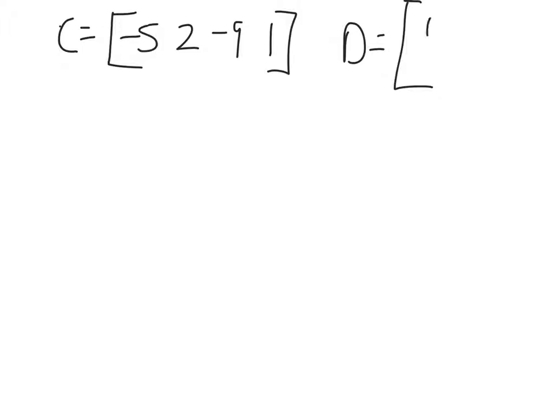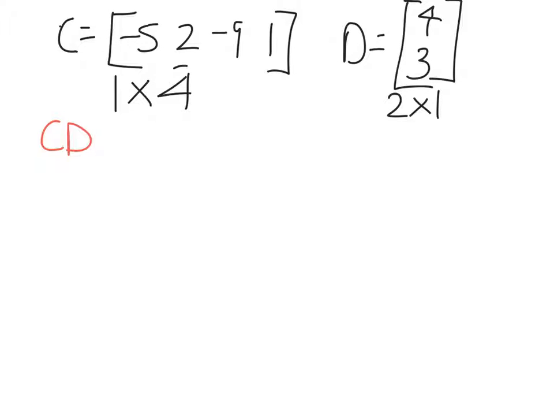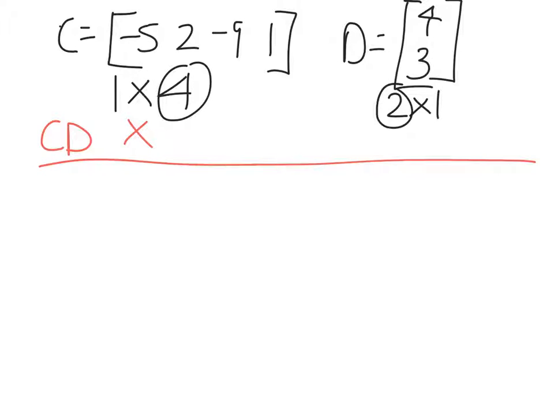So let's say I have the matrix, I'm going to call it C this time, -5, 2, -9, 1, and the matrix D is going to be 4, 3. Let's say I want to calculate CD. C is a 4-column matrix and 1 row, so it's 1 by 4. We always write the rows first. D has 2 rows and 1 column. These two numbers are not equal. So I cannot do CD in that case.